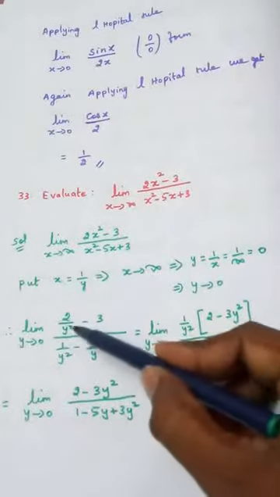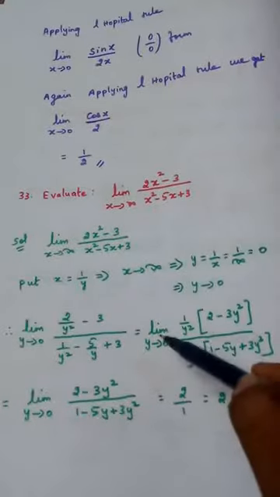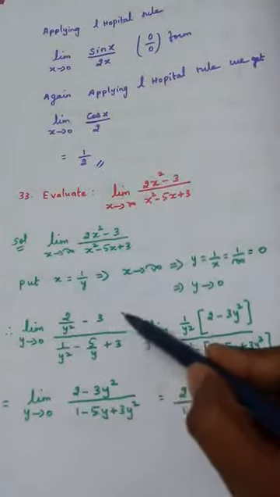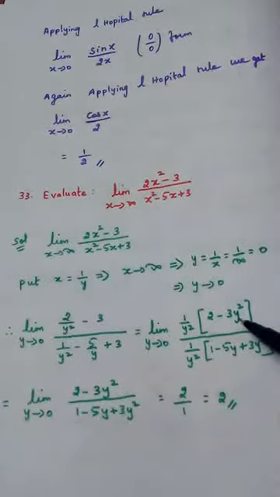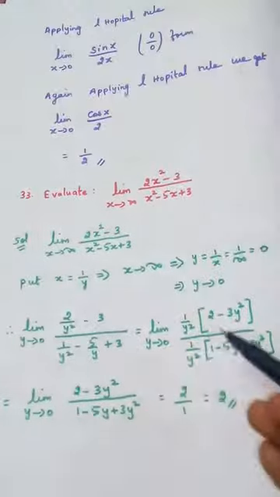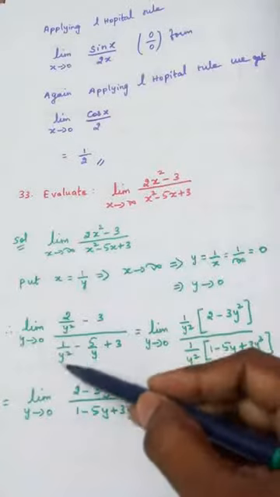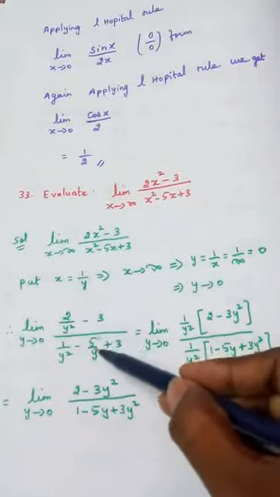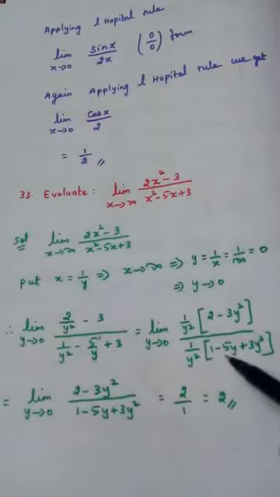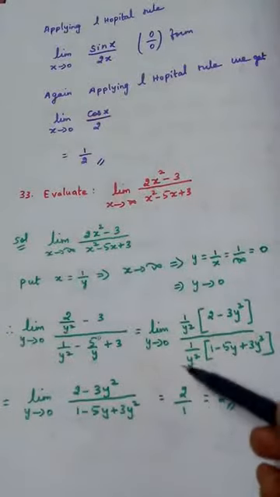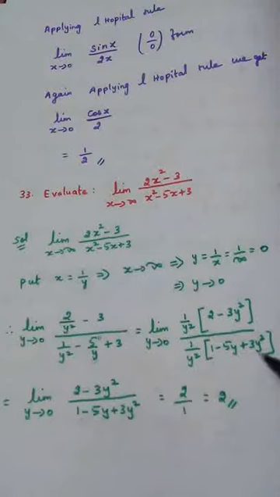Now limit y goes to 0. From the numerator, I am taking 1 by y square as common. So here 2 remains. Here no y square is there, so y square will come in the numerator. Similarly, out of these 3 terms, take 1 by y square common. So this becomes 1. Here only 1 by y is there, so numerator y will come, so minus 5y. No y square is there, so numerator y square will come, right? Because we are taking 1 by y square as common.